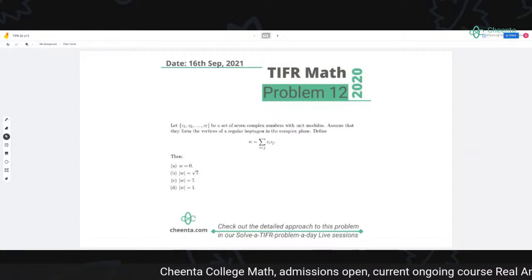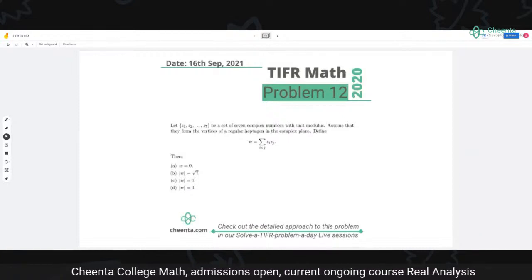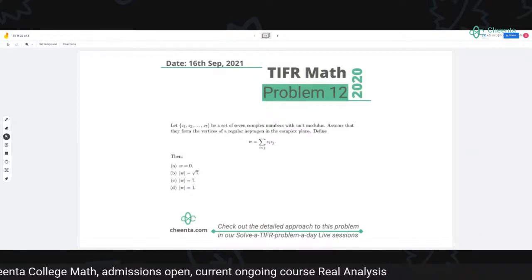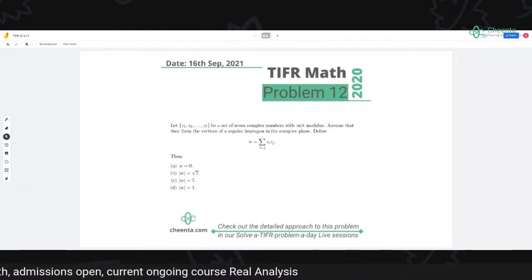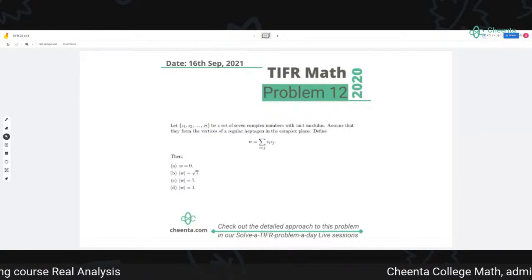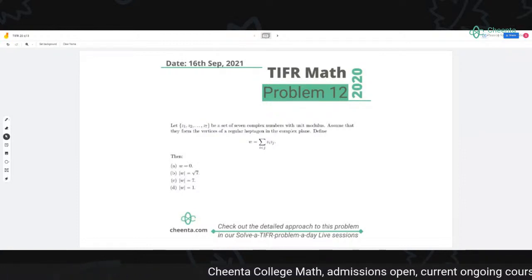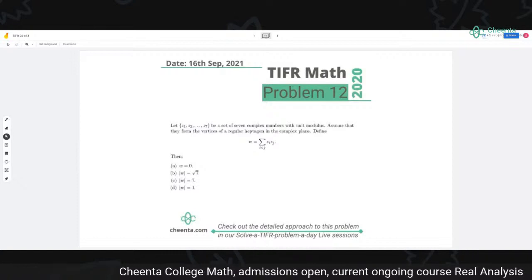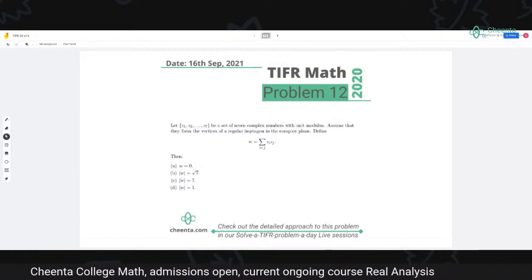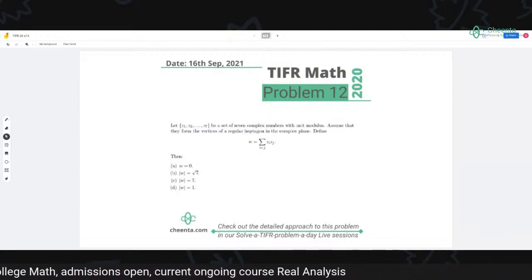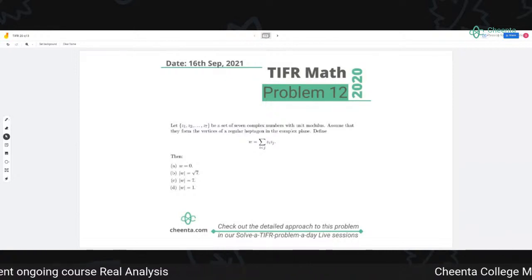Hello all. So today we will be discussing question number 12 from the TIFR 2020 paper. So this question is basically a question on complex numbers, all right? And you just need to understand a little bit of equations to understand what is actually going on.